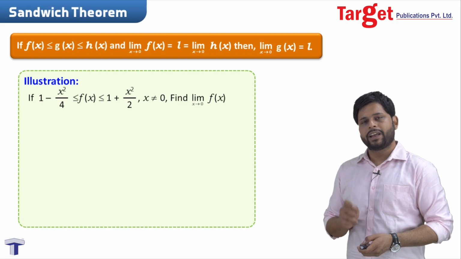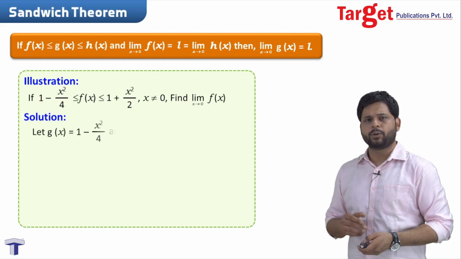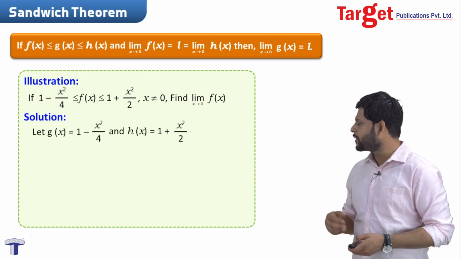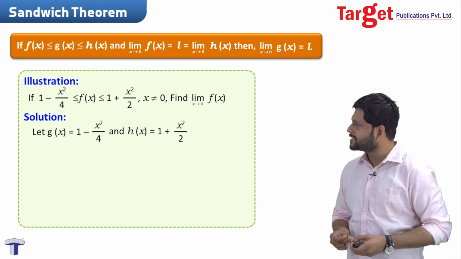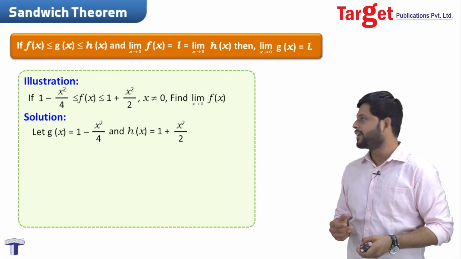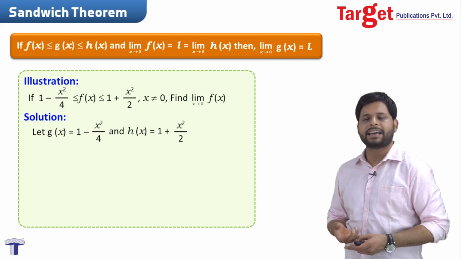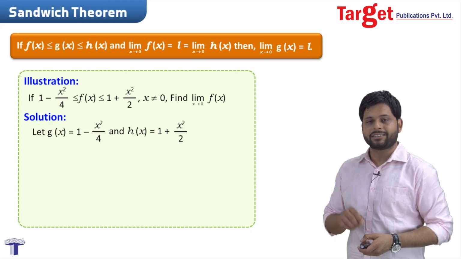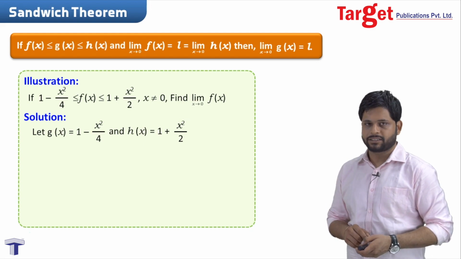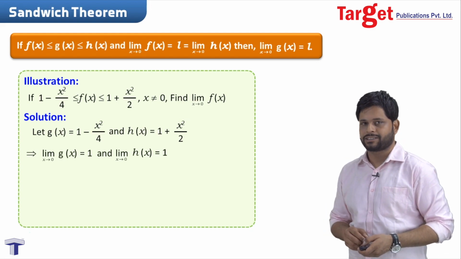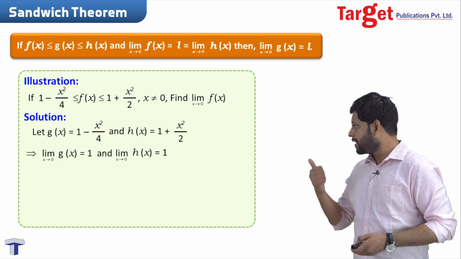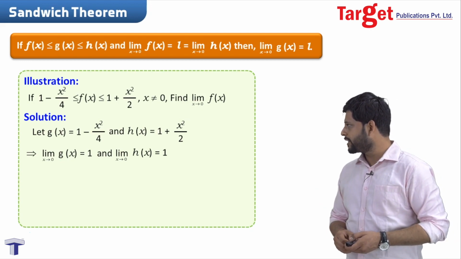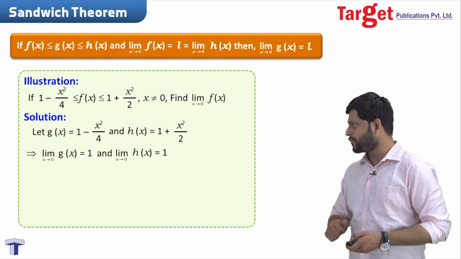Okay, let us suppose that the first function, 1 minus x square by 4, is the g of x function, and 1 plus x square by 2 is the h of x function. I take the limit x approaching 0 and substitute it in both, g of x and h of x. What happens? The answer for g of x is 1, and h of x also gives us the same answer.